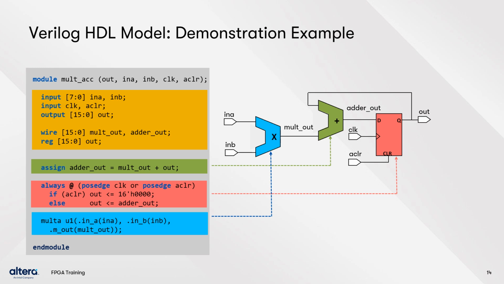The green portion of the code is a continuous assign statement that will be synthesized into a combinatorial adder. The pink section is the code for the sequential register. Finally, the blue section instantiates another module that describes the multiplier. We will be going through each of the four major sections that comprise a Verilog HDL module throughout the class. So don't worry if you do not understand the code right now. By the end of the class, you will know exactly what this code is doing and why.